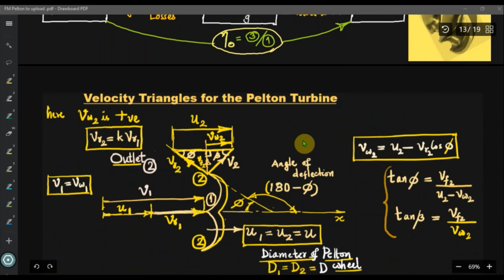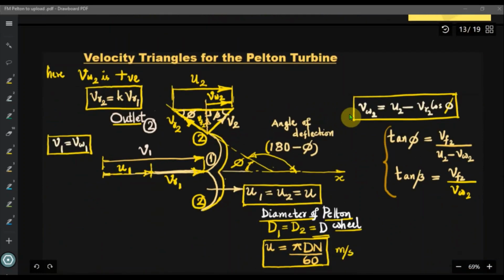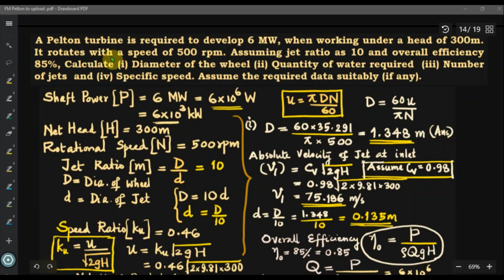Along with the design aspects of the Pelton turbine, we should provide the information related to the velocity triangles of the Pelton turbine also. Always, while giving the details of the design aspects of a Pelton turbine, you should give the velocity triangles, which we discussed already. Now, having completed the discussion on the design aspects of the Pelton turbine, we will proceed and solve a numerical problem related to that.